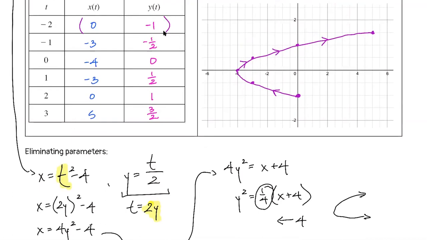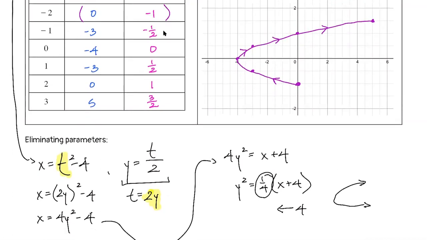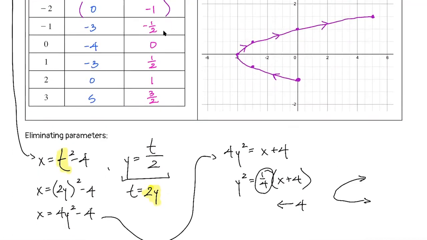The one difference here is that this is our graph, but we only have part of this curve. So we don't have the whole y squared equals 1/4 x plus 4. We only have the section of it that corresponds to a certain parameter range from -2 to 3.